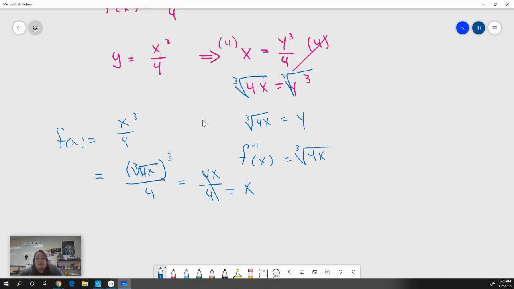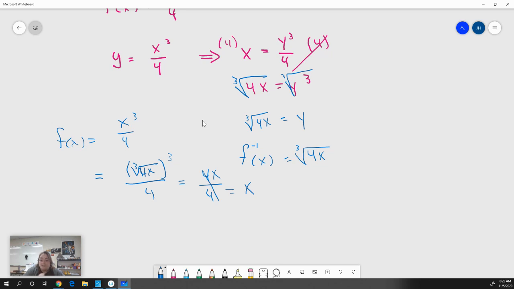So I can prove that I found the right inverse, right, by plugging it back into the original equation for x. Like I said, I'm not going to make you verify, but I highly recommend you kind of practice with that when you're doing the problems.